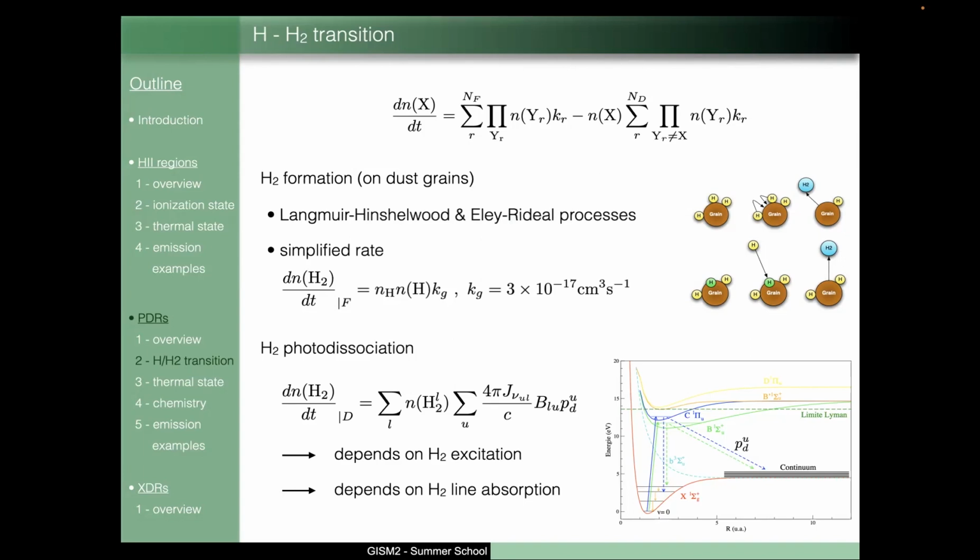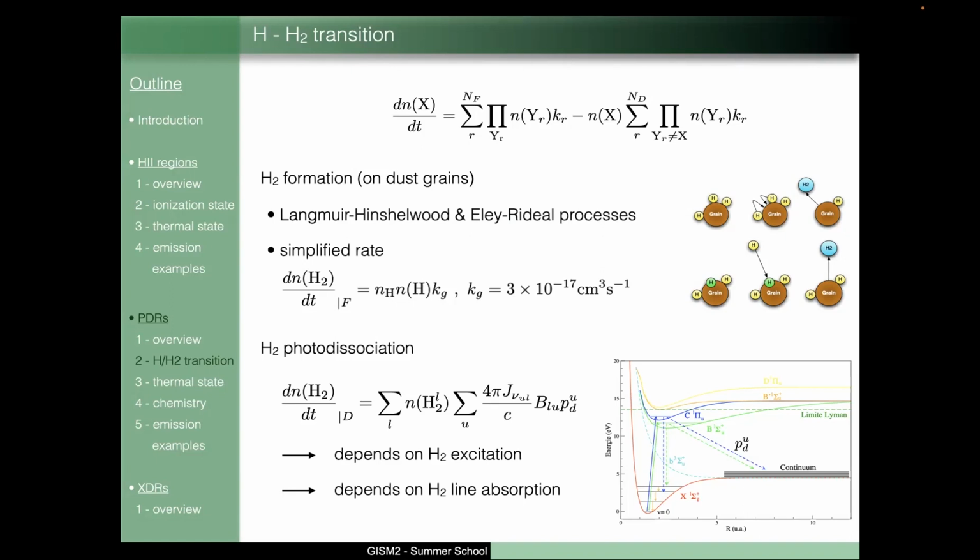Regarding the formation of H2 on grains, this is a complicated process which includes physisorption and chemisorption sites on dust grains. I won't enter into detail. Most sophisticated models of photodissociation regions treat these processes very carefully. But for the sake of simplicity, I will assume that the formation through this mechanism simply follows this simple equation here.